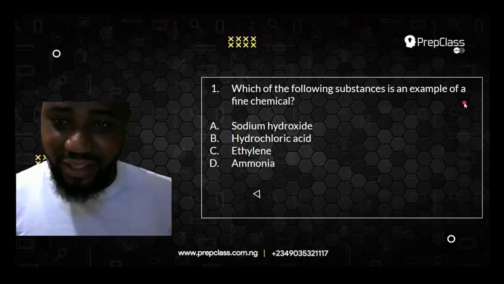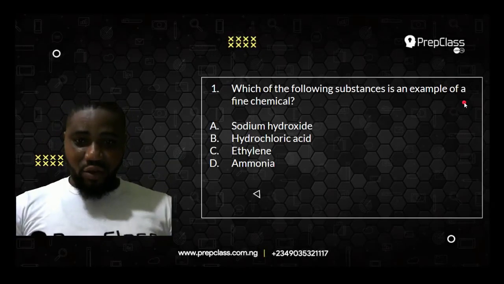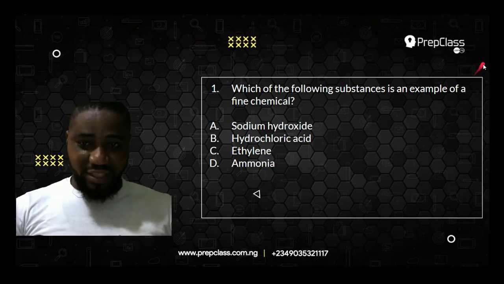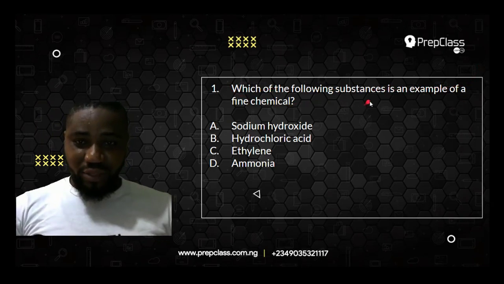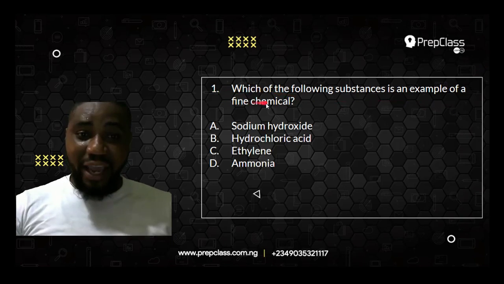So let us start. Here we have the first question, number one, and it says, which of the following substances is an example of a fine chemical?